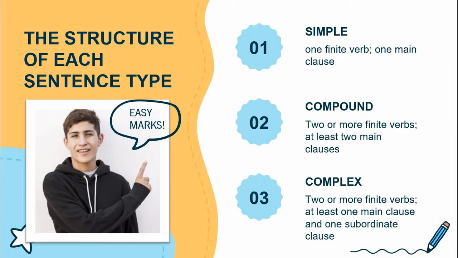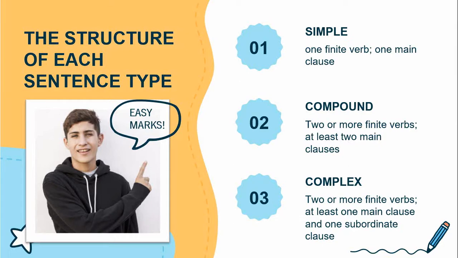Well, a simple sentence has only one finite verb and it has one main clause. One main idea that can stand on its own and make sense. A compound sentence has two or more finite verbs and at least two main clauses. Two groups of words that can stand on their own and make sense joined together.